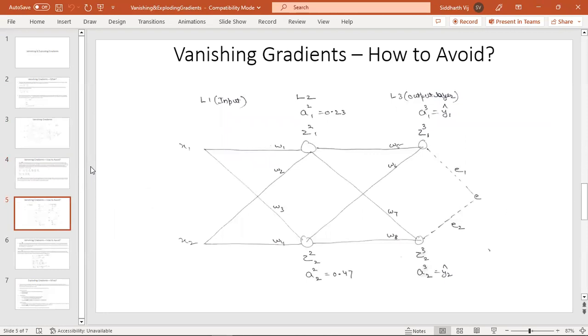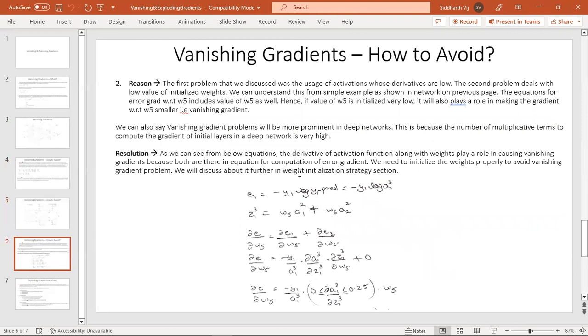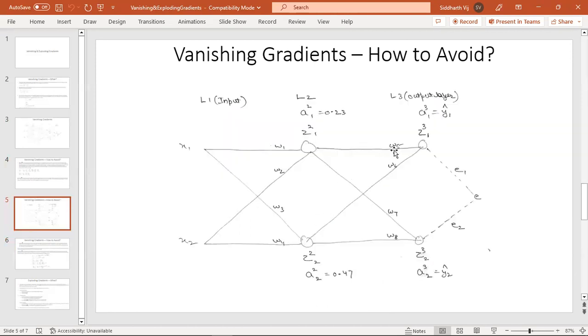Let's look at another reason that can be the cause of vanishing gradient. Now you see this architecture here. This is the binary classification architecture, a very basic architecture. What I have done here is I have given you some equations for the error gradient with respect to W5 and how it is computed in this network. W5 is this one. So the gradient of error with respect to W5 will be computed based on the paths. The error will go from the end to E1 to A31 to Z31 to W5. And there is no way that we can reach W5 from E2, right?